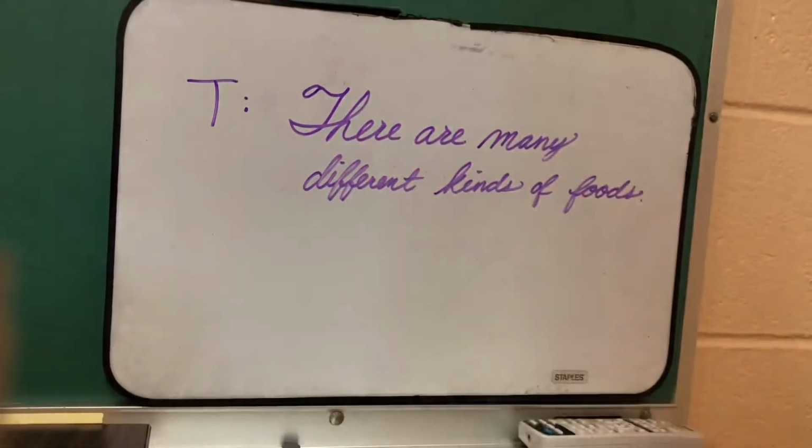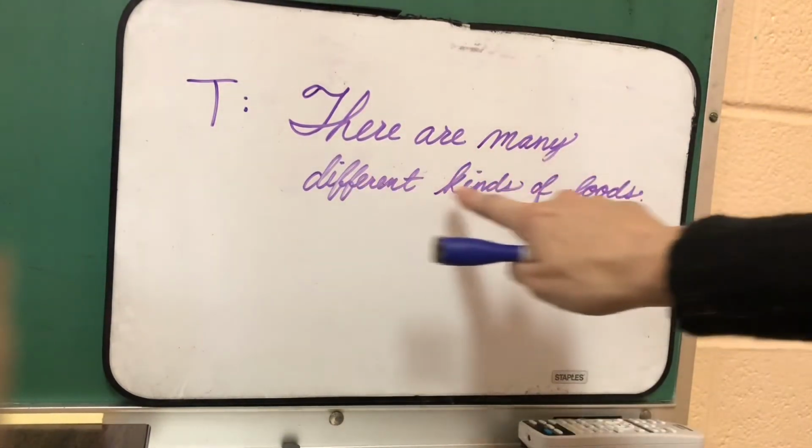So I would suggest maybe a topic sentence being, there are many different kinds of foods. Take a moment and jot that down under your topic sentence. Here is my topic sentence. There are many different kinds of foods.